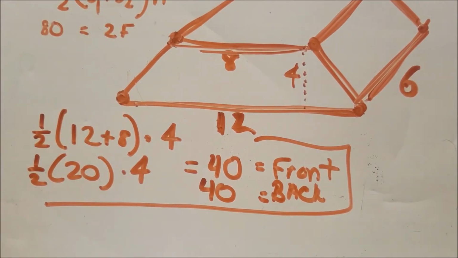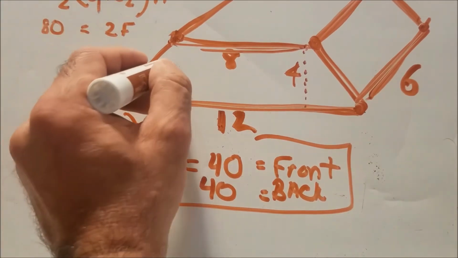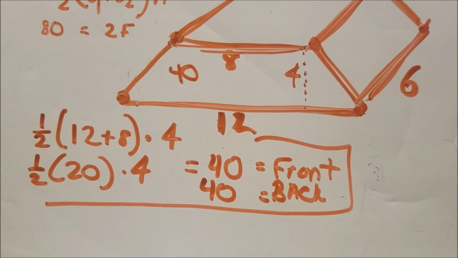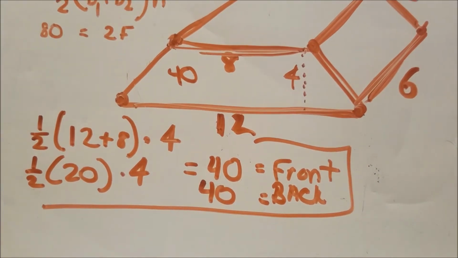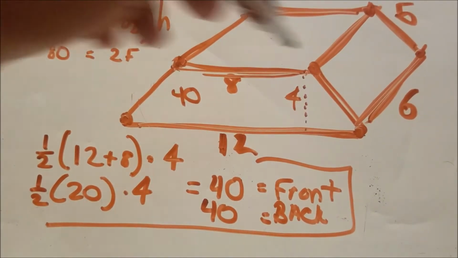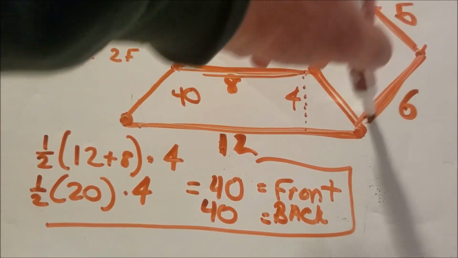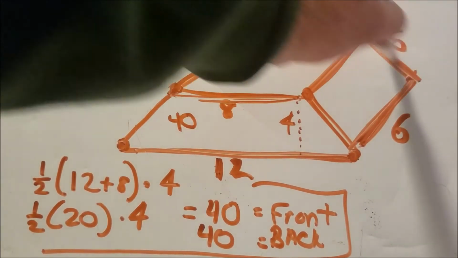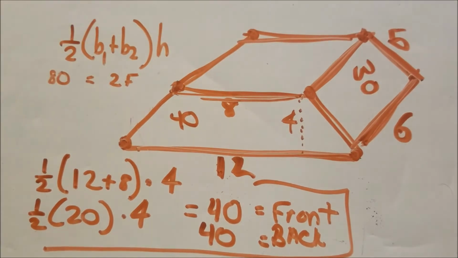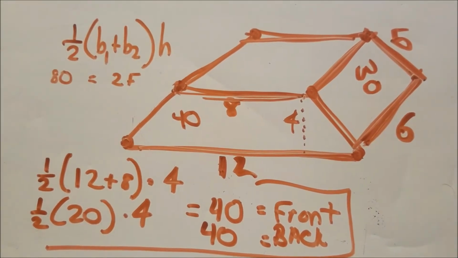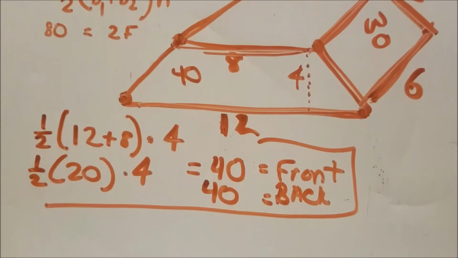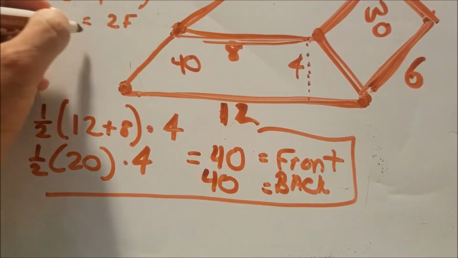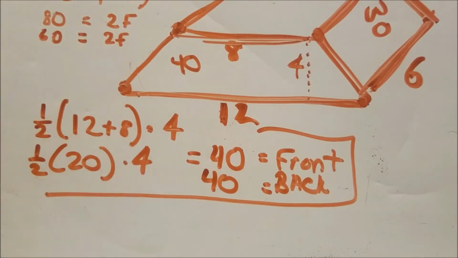But remember, we need 6 faces. So we got the front and the back. What about the 2 sides? Well, the 2 sides are over here. Let's flip this up. Here's a side. It's 6 by 5, so that's 30. And we have 30 on both sides, so that gives us 60. So I can put a 60 here for another 2 faces. Now we need 2 more faces.